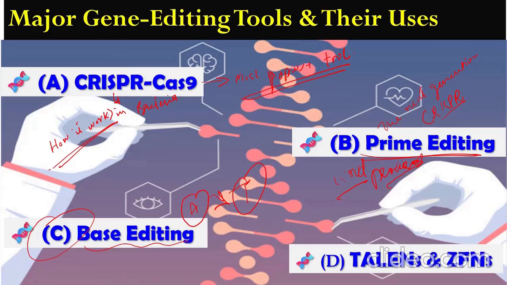So its application is to fix single letter mutations in genetic disorders, and it is used for crop improvement and nutritional improvement in crops, like higher vitamin content in vegetables. And it is used to create herbicide resistant crops.